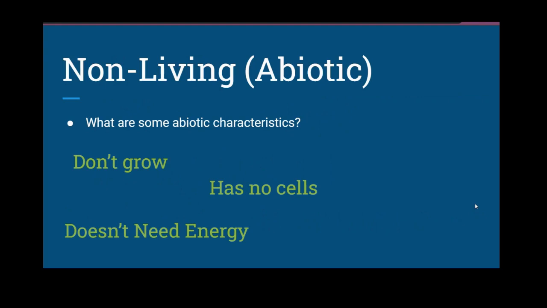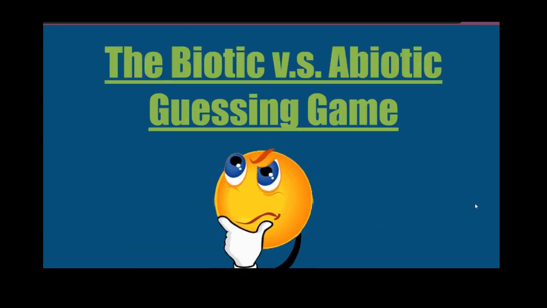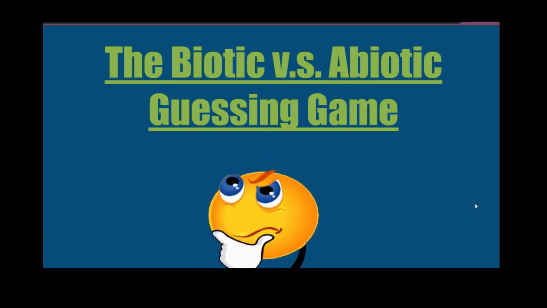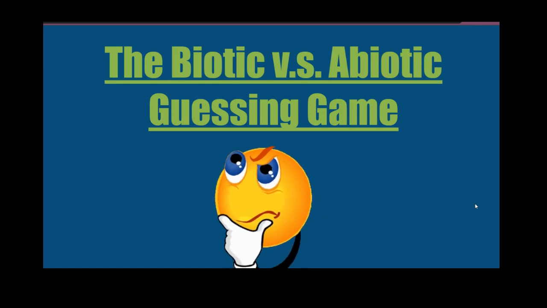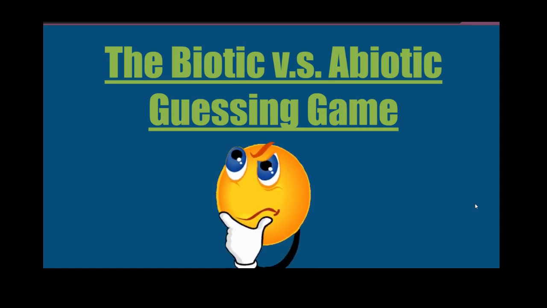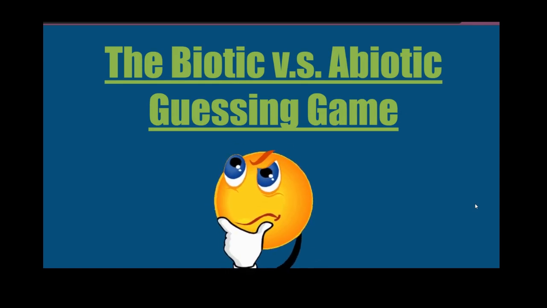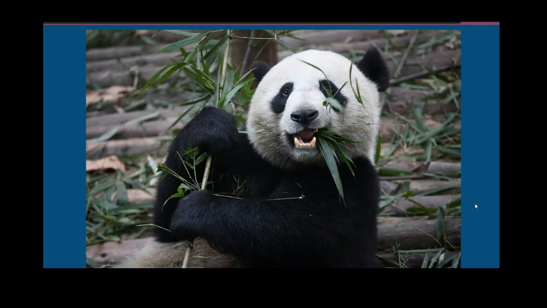Okay, welcome back. Now we're going to play a little game. It's called the biotic versus abiotic guessing game. I'm going to go through a bunch of different pictures, and you're going to pause the video when you need to. And you're going to write down if you think it's living or non-living. So biotic or abiotic. All right? All right, number 1, a panda bear. Write down if you think it's abiotic or biotic.